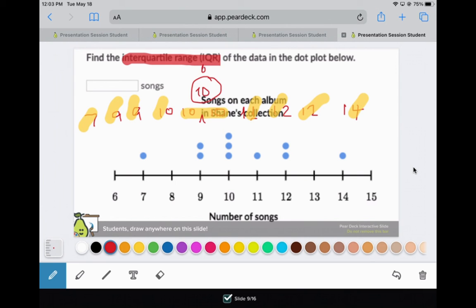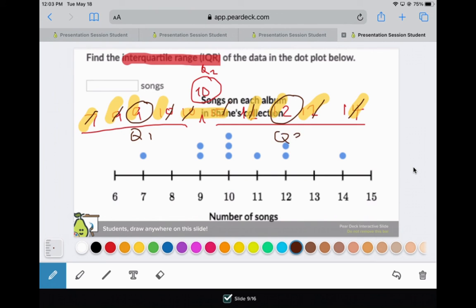So this is Q2. Now what you do is, I'm going to highlight this as the upper half. This is the lower half. We're going to find the middle numbers, which is the median. So in here, if you cross out the values, this is Q1. Cross out each value. This is Q3. So the question was asking for the interquartile range, which means Q3 minus Q1, which is 12 minus 9, gives me 3.